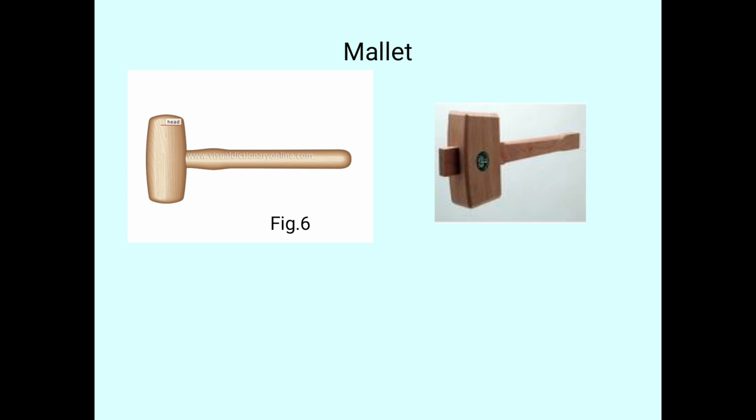Next is the mallet, or we can also call it a wooden hammer. Here we can see two different wooden hammers. The faces are different, and the way the handles are inserted into the eye is also different. Next, we can see here, the head is made of hardwood. For this type of mallet, we are using hardwood to make the head.